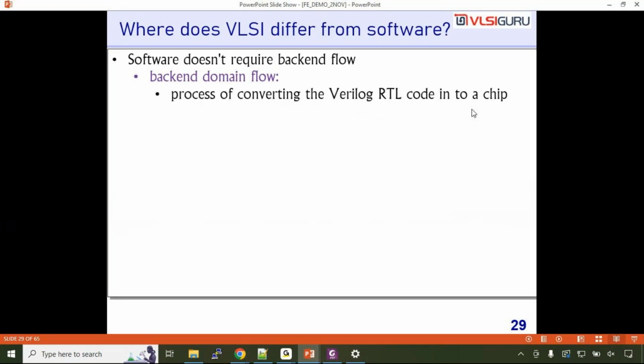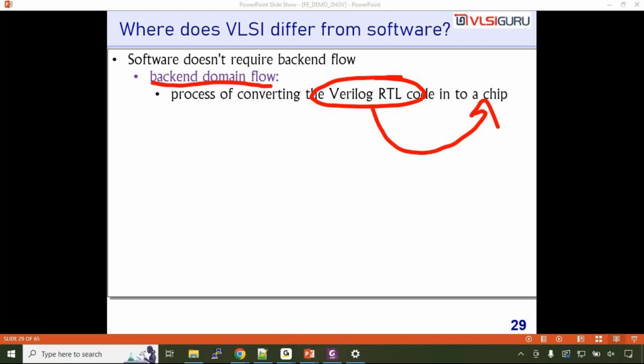It is the process of converting Verilog code, which you develop in the Verilog language. If you go to a mobile phone shop and say, I want to buy a mobile phone, they won't sell you the Verilog code. What do they sell? The final product, right? That process of converting from this to this is called backend domain flow. In software, it won't be there because the code is used as it is. The application itself is used directly. You don't convert the application into a chip.